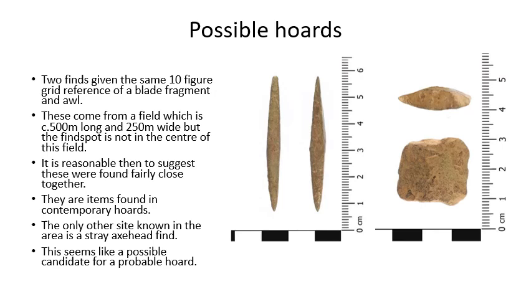Finally, in addition to all those other cases that I've shown you, we have instances of what I'd call possible hoards, but we can't really be certain. So here we have two finds given the same 10-figure grid reference, all in the same field, but I suspect in that instance probably what's happened is the metal detectorist said, oh, it's been found in that field, which is 500 meters long, 250 meters wide. Now there's a reason these couldn't be part of a scattered hoard, but is there any reason that they couldn't be part of those other case studies we've highlighted before?